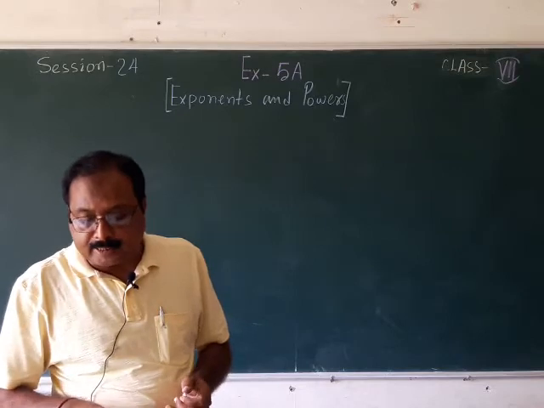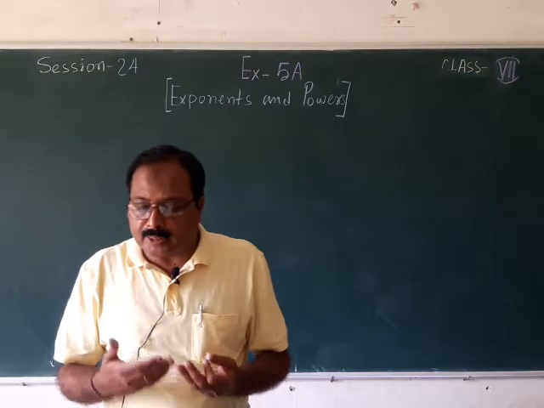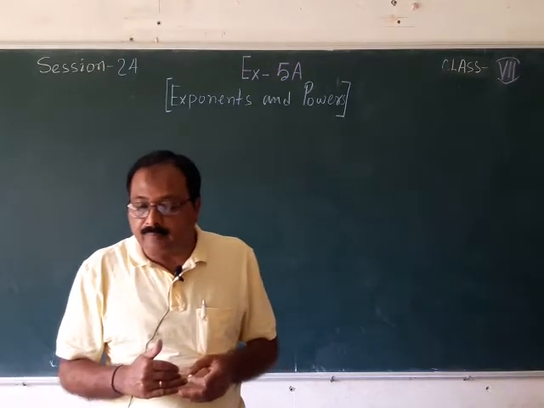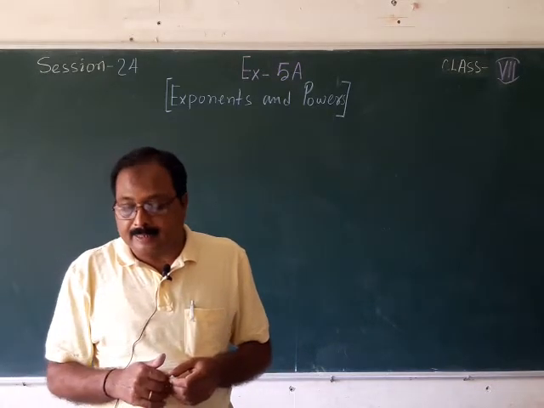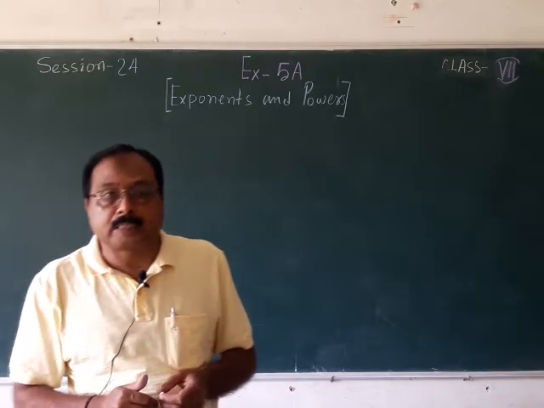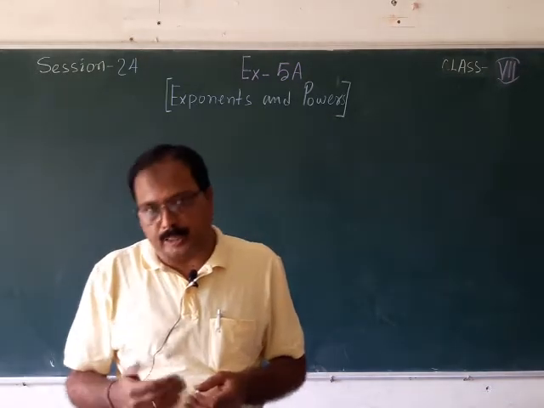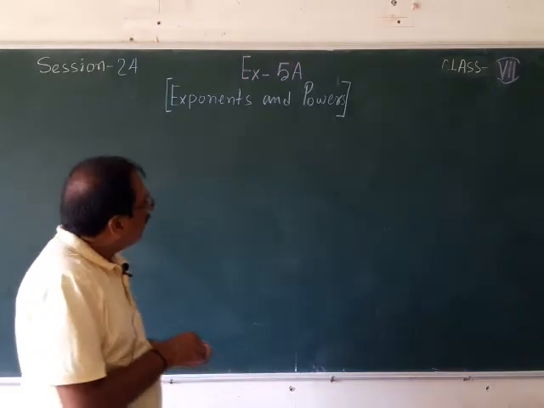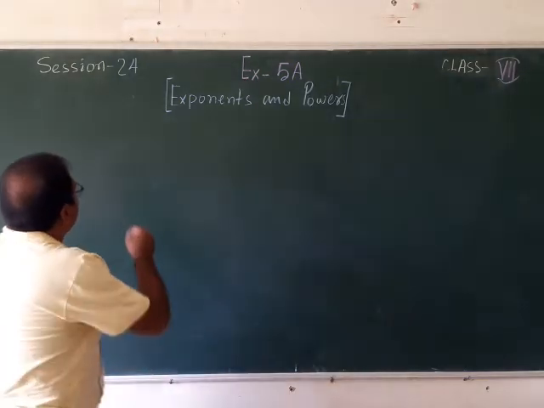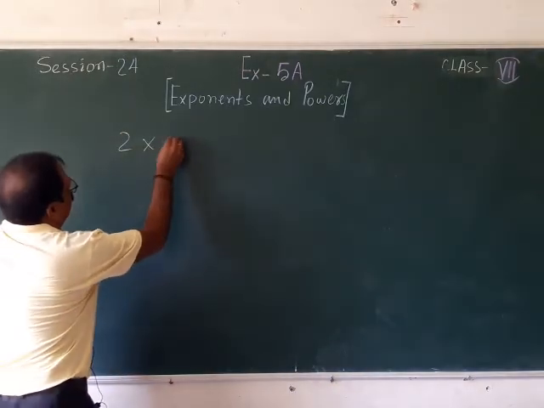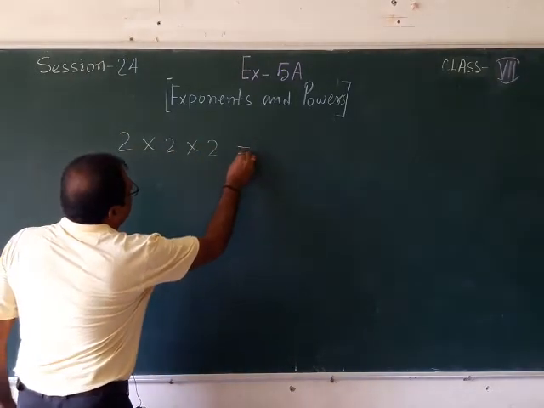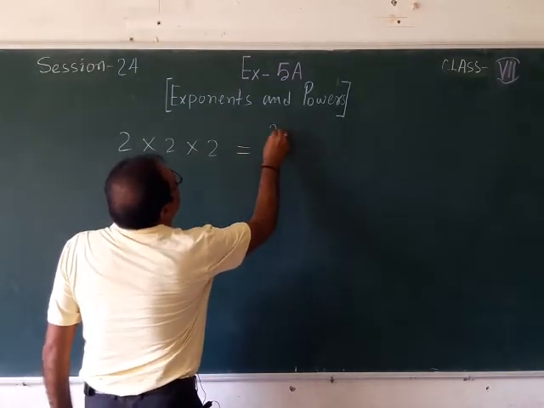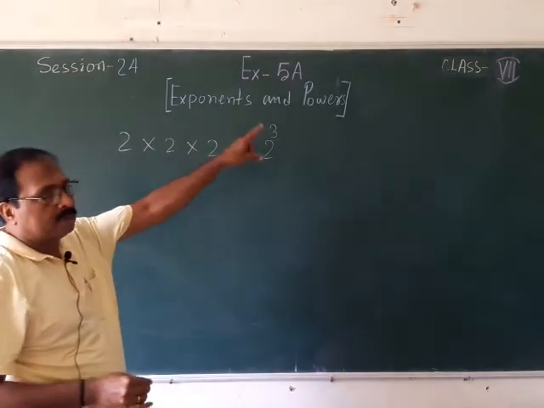Here, exponents means what? When a number is multiplied by itself several times, it can be expressed in the exponential form. Suppose I am writing 2 into 2 into 2, how many times is 2 written? 3 times. That means I can write it as 2 to the power 3. You can read it as 2 to the power 3.